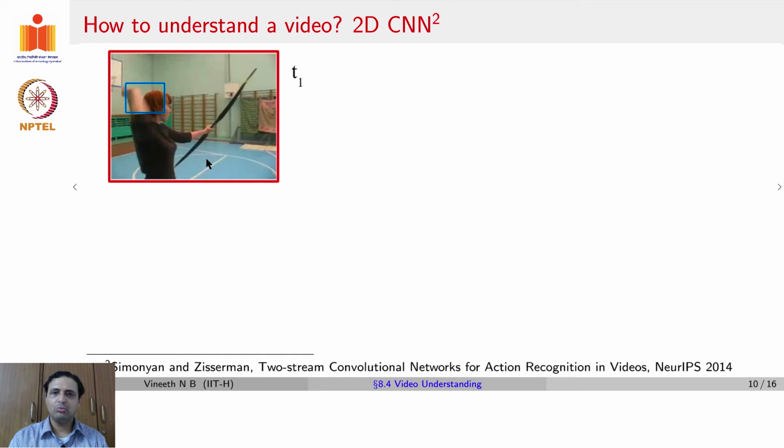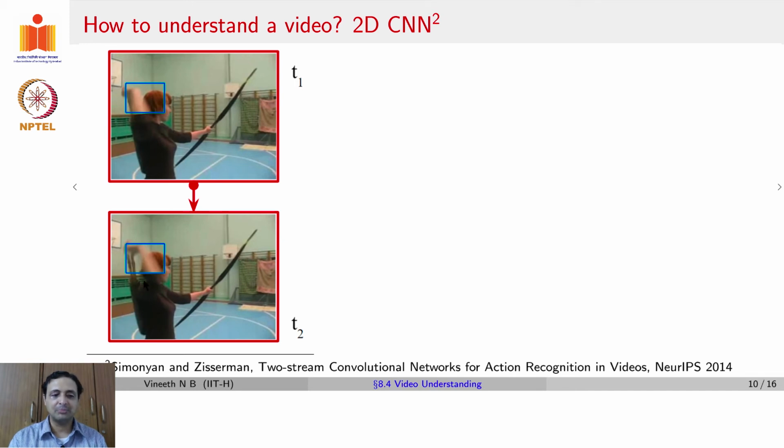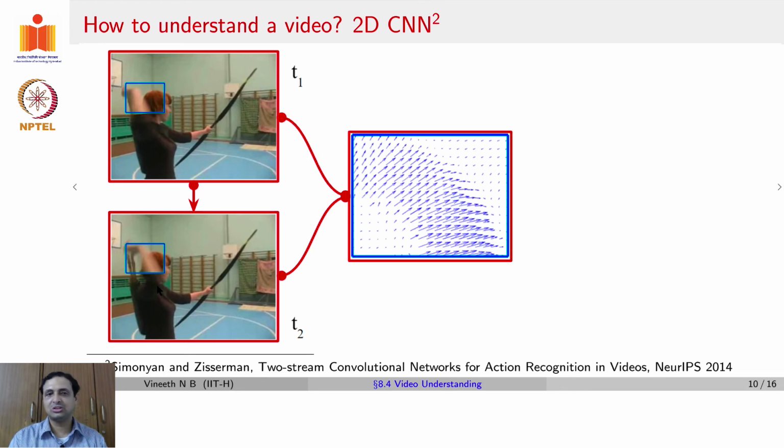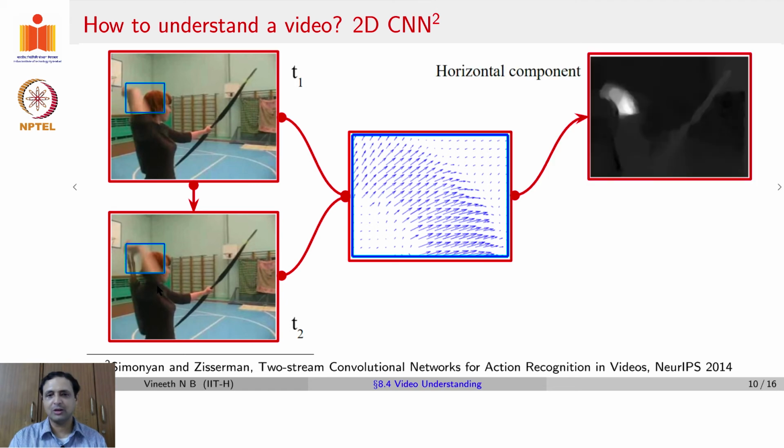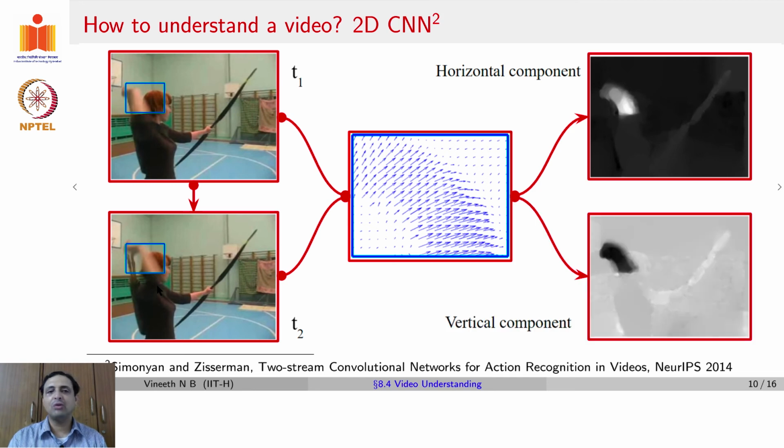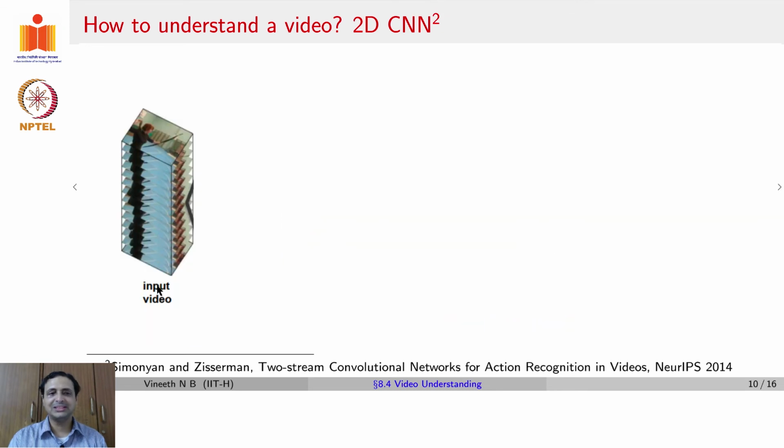So if you had a video where at one time step you see a person trying to pull out something from behind their shirt, and the hand moves and something comes out from behind their shirt. Now we could use a traditional optical flow approach to try to find out which pixels moved how much across the x direction and the y direction. So using this optical flow, you could have a horizontal component. You could also have a vertical component of the optical flow. How do we use this?